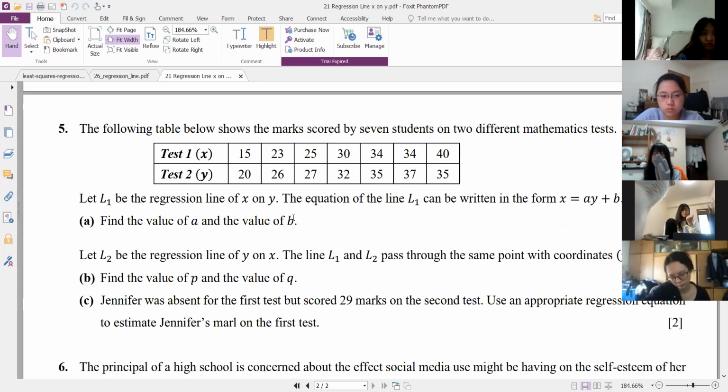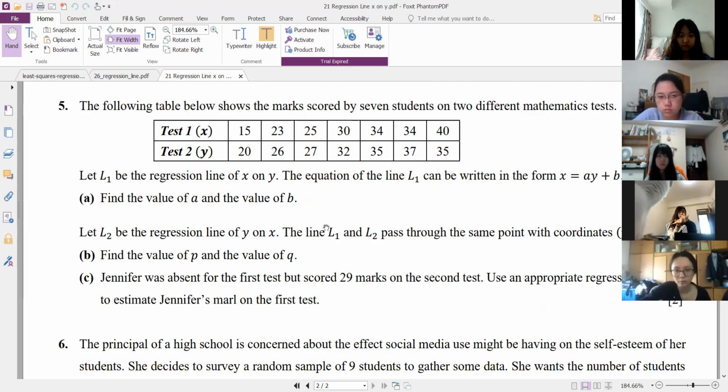So find A and B. You have to find A and B. You don't have to write X is equal to 1.2 plus X, Y plus 4. A is equal to 1.2, B is equal to 4, something like that. If you write the whole equation, IB allows that as well, but just focus on A is equal to this and B is equal to that. That's enough.